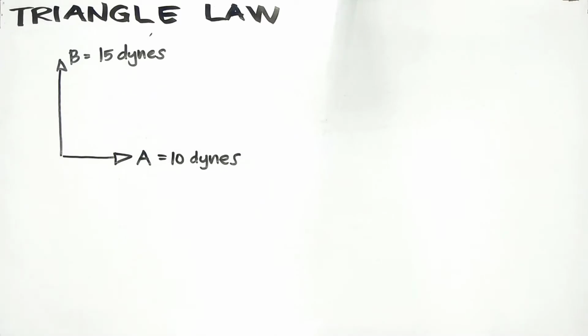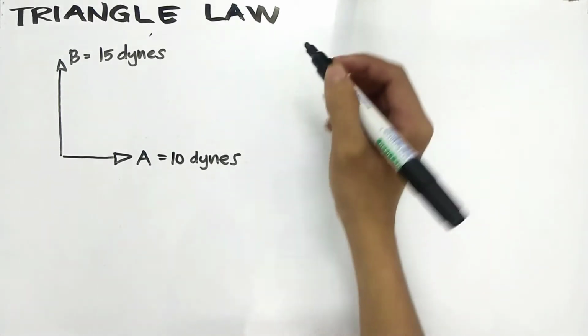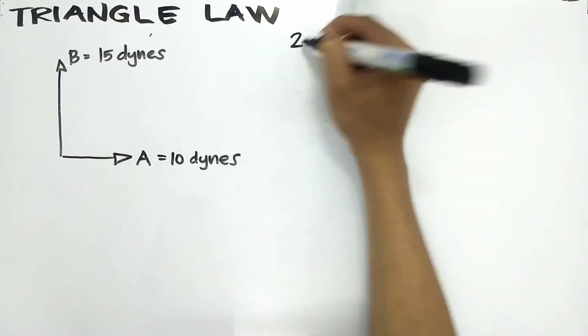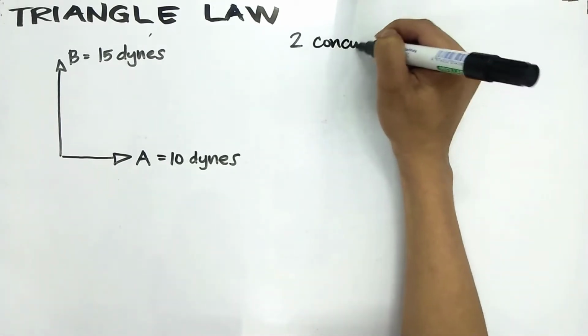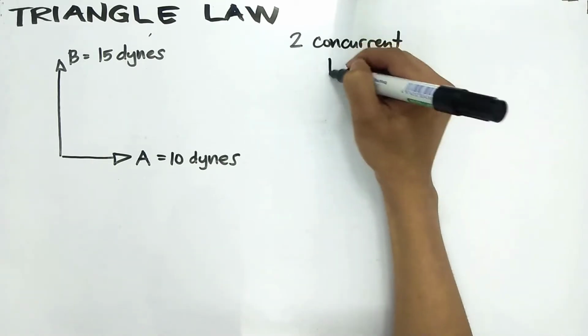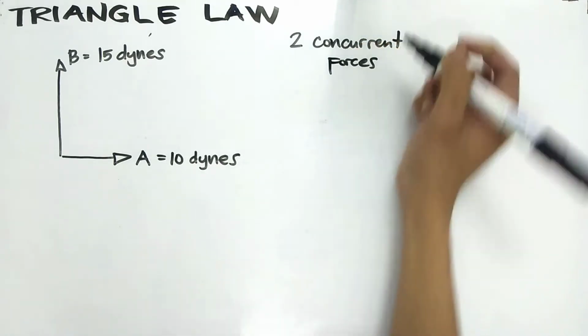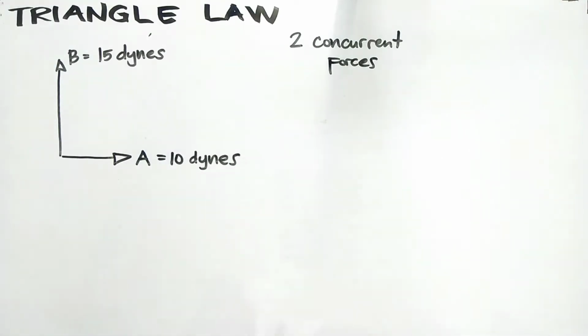Let us now demonstrate how to use the triangular law to find the resultant of concurrent forces. Remember, in the description of the triangular law or triangle law, this can only be applied if you are going to solve for the resultant of two concurrent forces. Concurrent meaning the forces are meeting at a common point, just like in our example shown here.